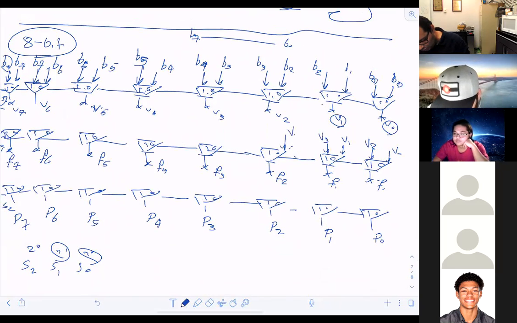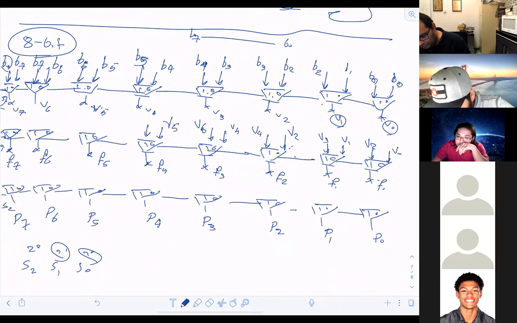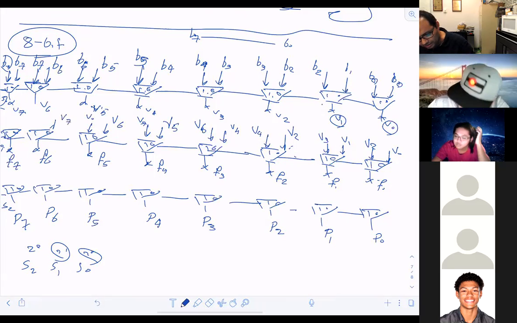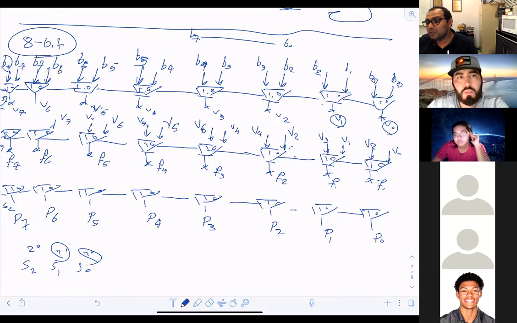Have you noticed? V2, V4, V4, V6, V5, V7, V6, huh? It's going to be V8. There is no V8. It's going to be V0. Then V7, it's going to be V9. 9 modulo the size, it's going to be 1.